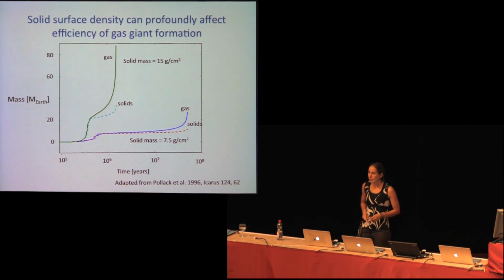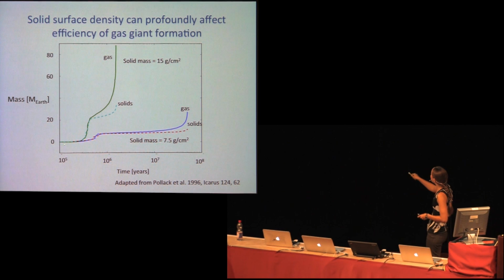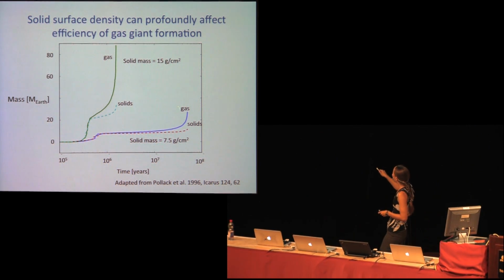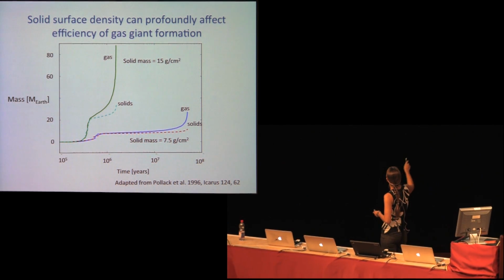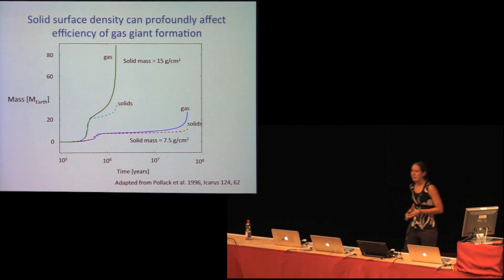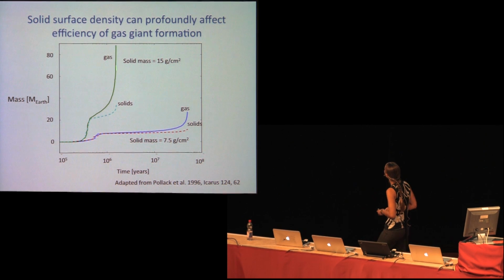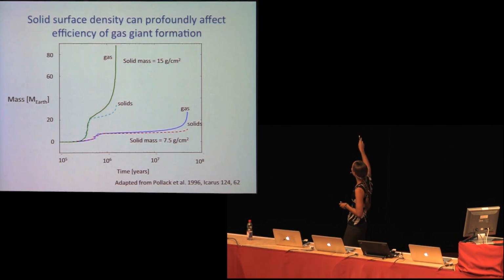And this may have very dramatic effects on the formation of planets. This is just one model from Pollack et al. demonstrating one of those possible effects. It shows two paths for planets, and how their growth is affected by having two different solid surface densities. In fact, the solid surface density here is only half of that value. In one case, you end up with a very massive planet, while this one kind of stalls out.